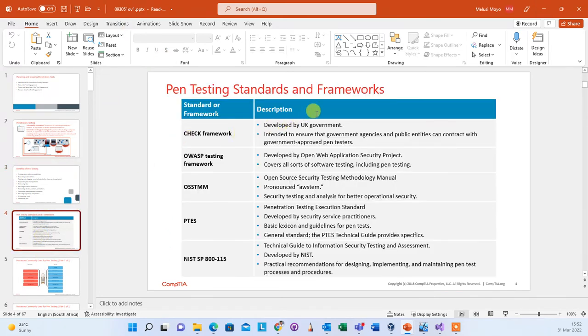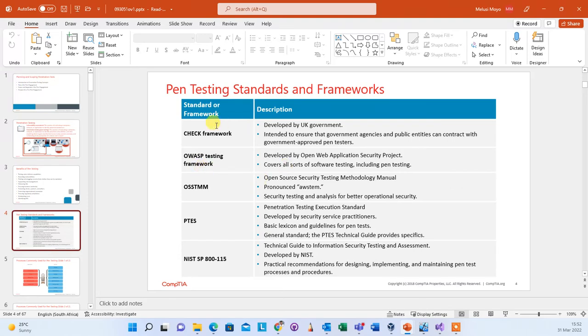Pen testing standards and frameworks. There are so many frameworks in place that one can follow when conducting a pen test. We have the CHECK framework developed by the UK government, intended to ensure that government agencies and public entities can contract with government-approved pen testers.